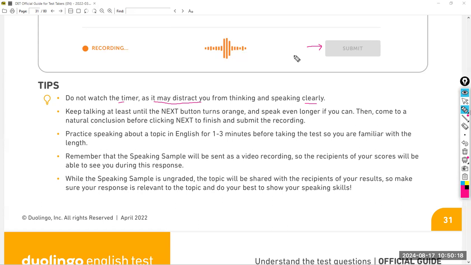So please keep talking without taking a look at the timer too much. Keep talking at least until the next button, as I told you, turns orange, and speak even longer if you can. You have to speak more than 1 minute.